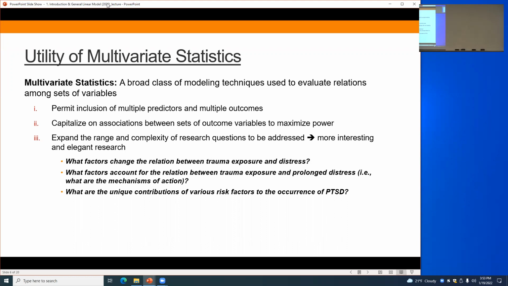What are the unique contributions to variance? Here I don't just want to see if X is related to Y. I want to see if X1, X2, X3, X4 are related to Y, and I'm interested in the relative contribution of each one of these things to the prediction of my outcome. What am I talking about here?